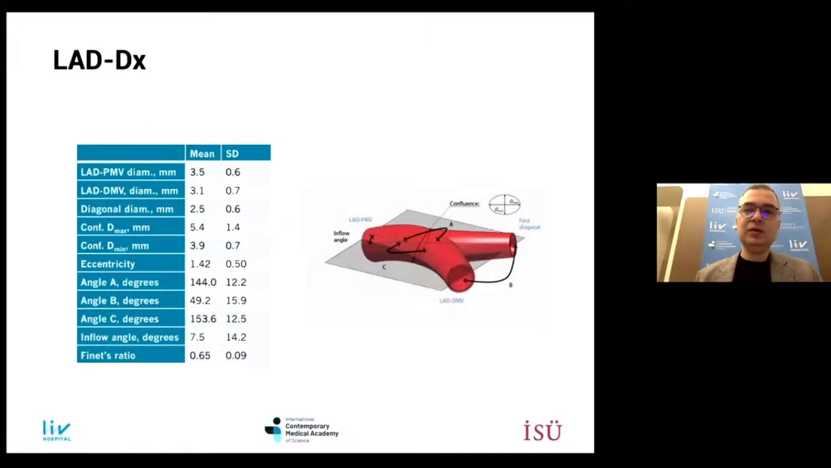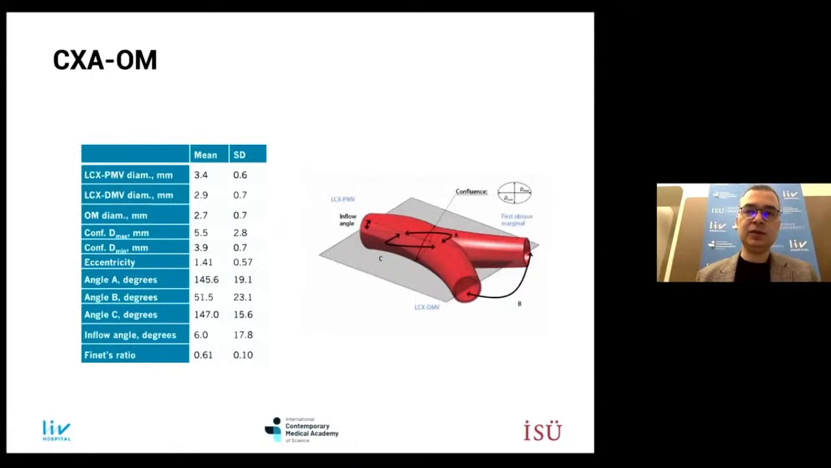So I will progress one by one. I have started with the left main, and now we will discuss the LAD and diagonal anatomy. As you see in this LAD diagonal one anatomy, the size of the diagonal branch is around 2.5 in healthy subjects, while the main vessel is 3.5 in the LAD. And the angle, the B angle, is usually 49.2 in healthy subjects. These numbers come from around 300 cases collected from a CT scan atlas, and this data shows the normal coronary anatomy.